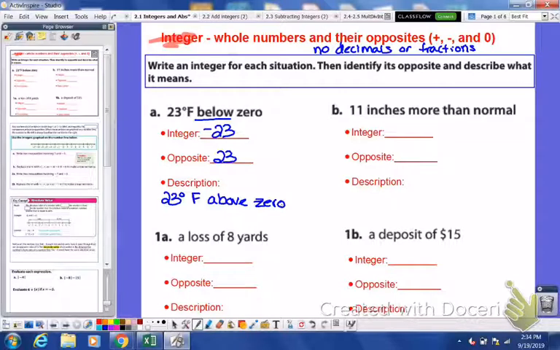Okay, second situation, 11 inches more than normal. So more would be positive. So our opposite is negative 11. And our description would be 11 inches less than normal.